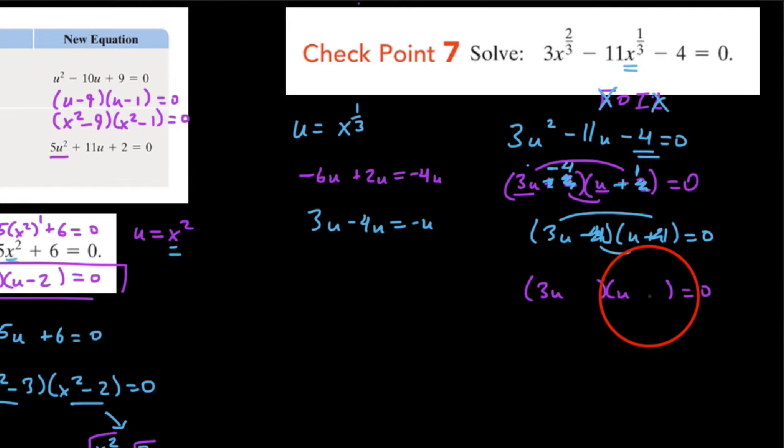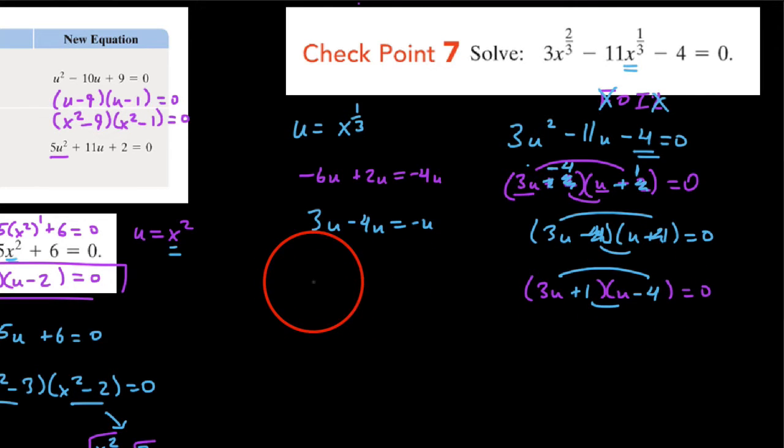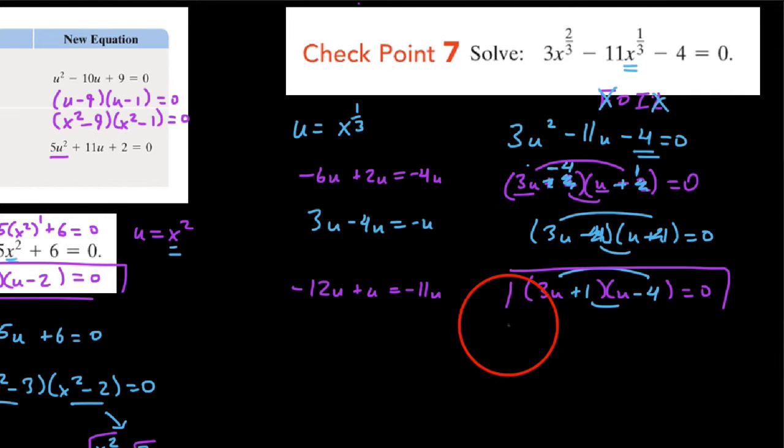We'll say 3u and u. And what I'll do is I'll switch my 4 around here. Why don't we do this? We say -4 and +1. And I know this is going to work, but I wanted you to see that we play around with this. We say 3u times a -4 is -12u, and 1 times a u is a u, and we get -11u. So this is the factored form of our original expression.